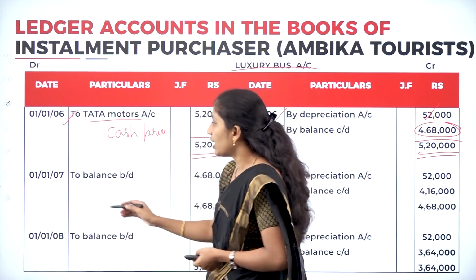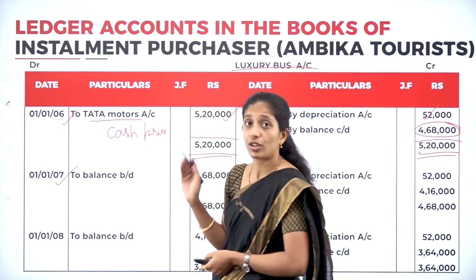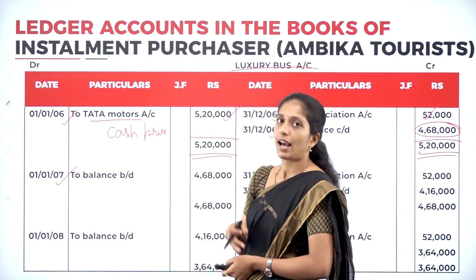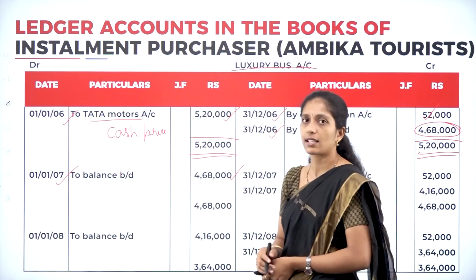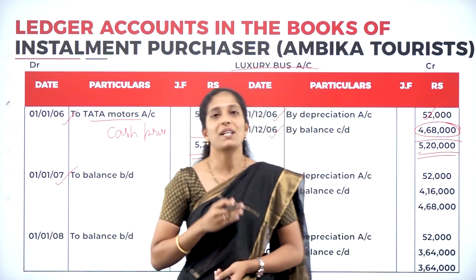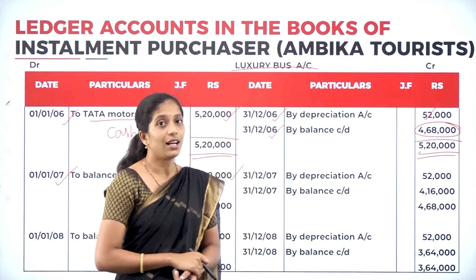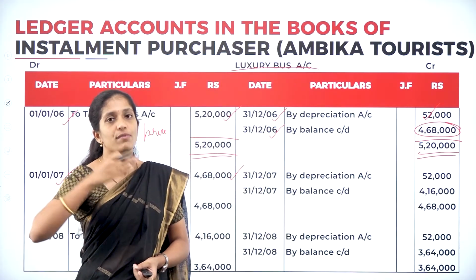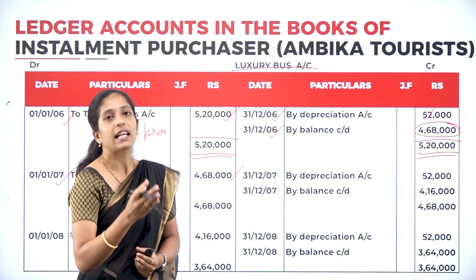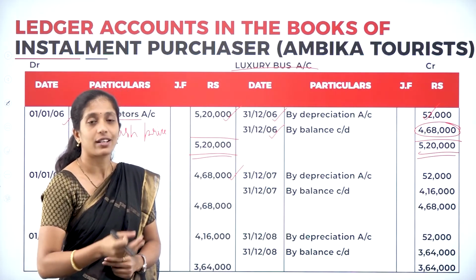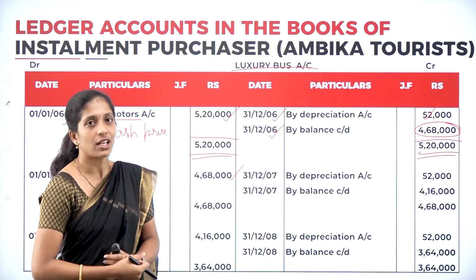Now come to the next year, 1/1/07. Whatever amount you have carried down in the previous year has to be brought down, right? So to balance brought down 4,68,000. Now depreciation as usual. From the second year onward, you are not going to record the purchase of the asset. Directly enter the depreciation entry.